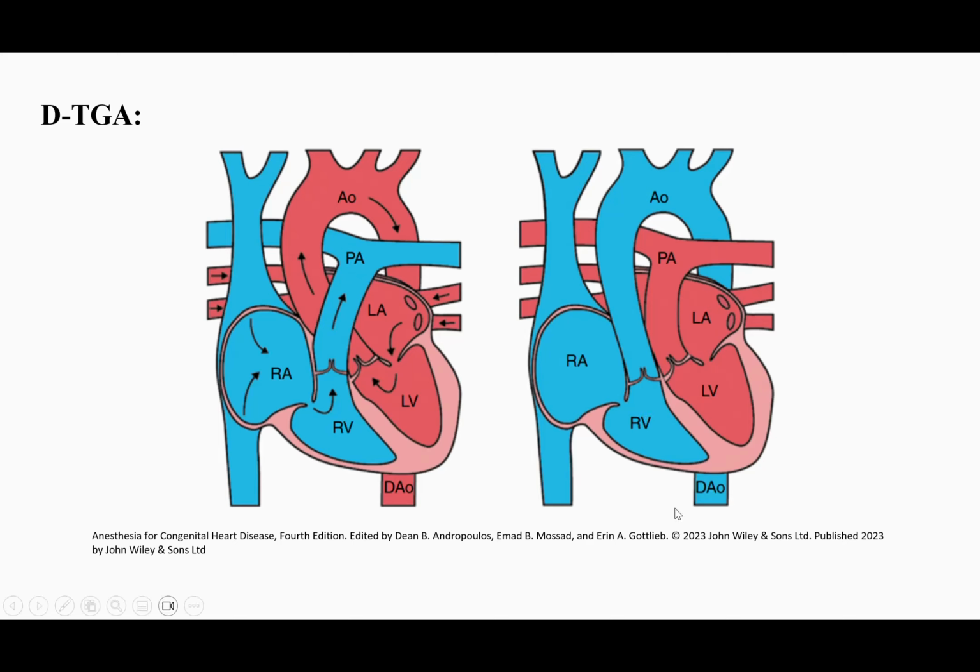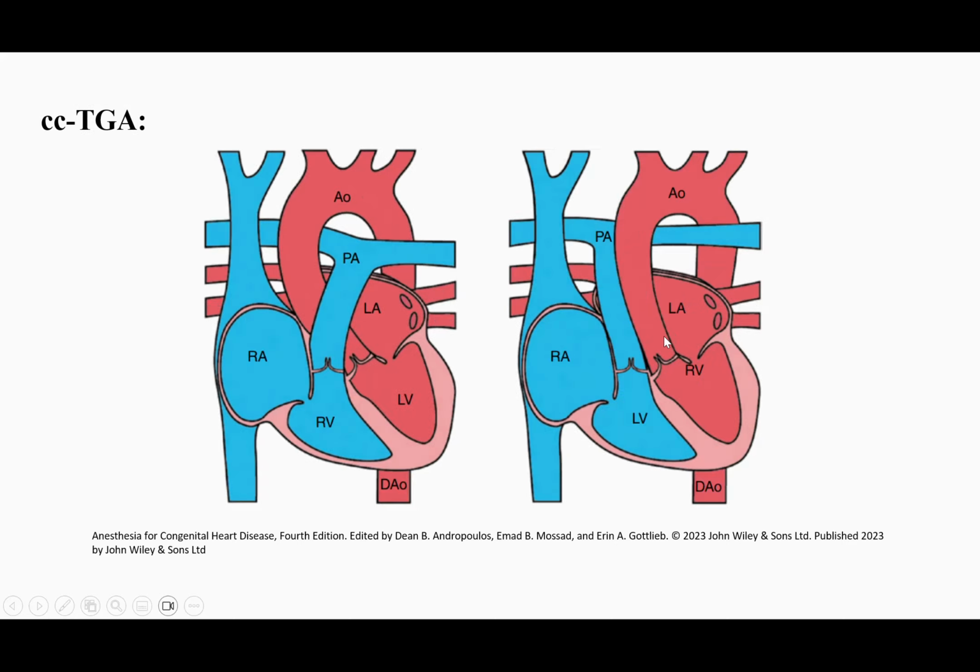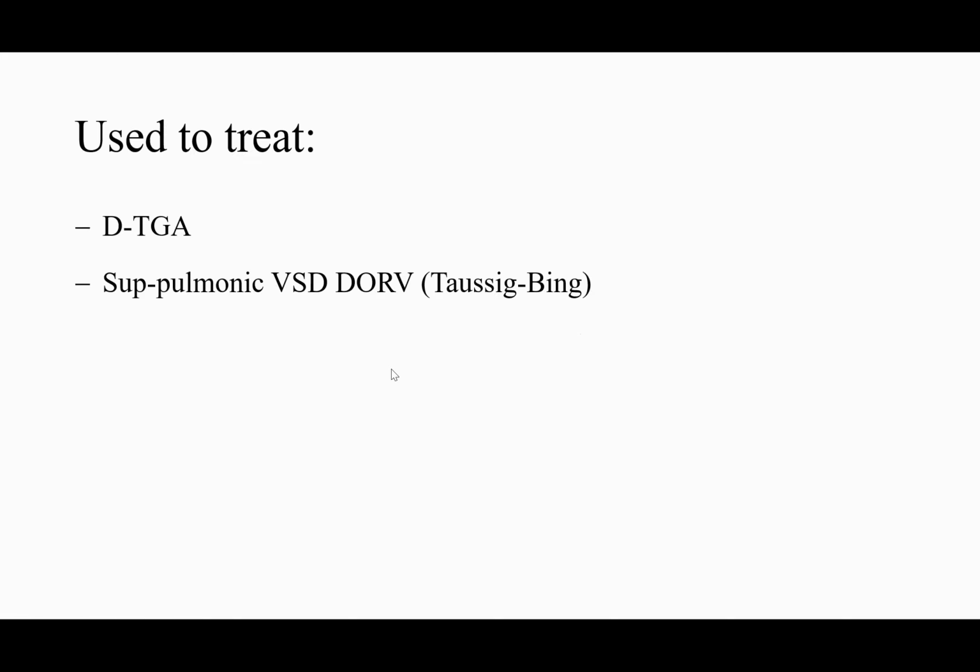This condition, the DTGA, is incompatible with life. So there must be a chance. We'll talk about it shortly. Okay, the arterial switch operation. This is the operation done to correct the DTGA and also to correct subpulmonic VSD.